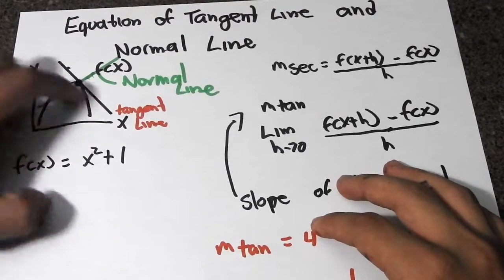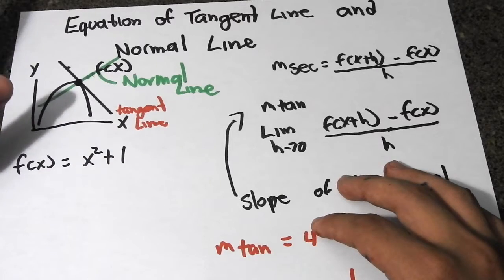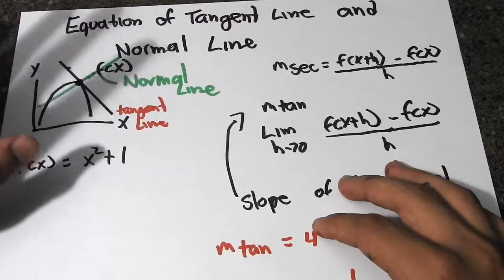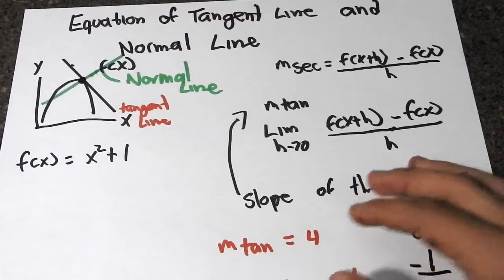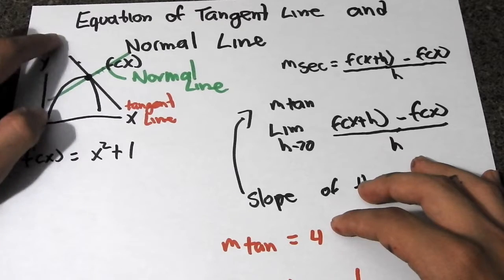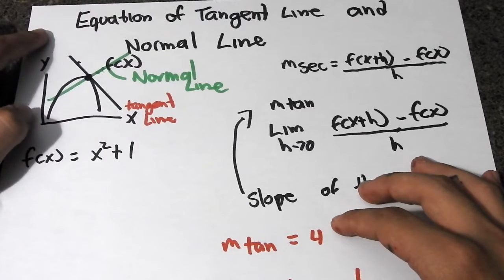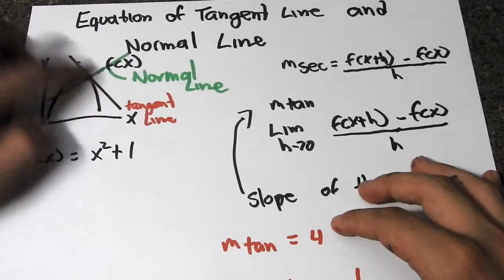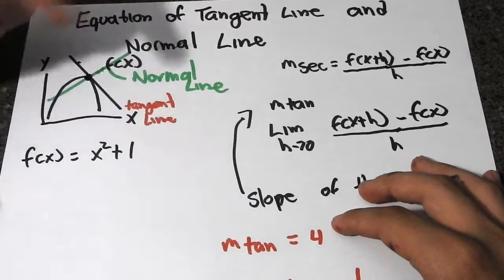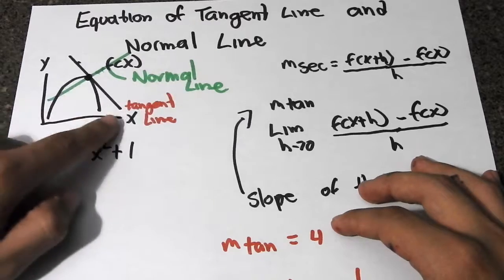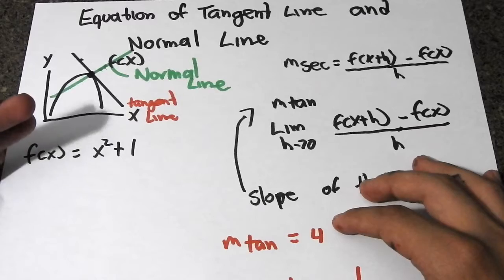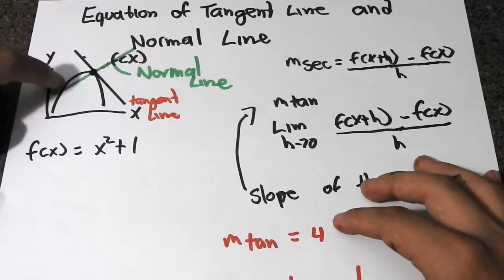I have a parabola, and we know that when we take the derivative of something, we get the slope of the tangent line. The tangent line, let's imagine the point here, is the one, this black line, that goes through the point and touches the parabola just once. And then we have the normal line. The normal line is perpendicular to the tangent line. It's this green one over here.